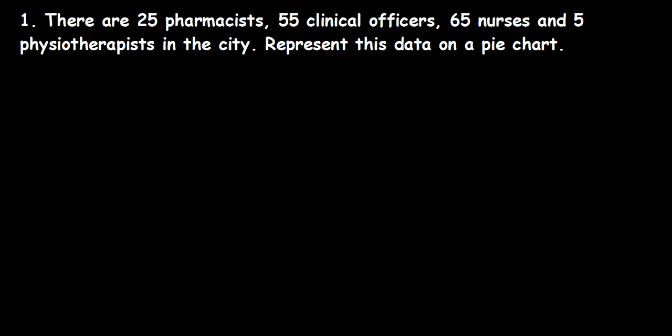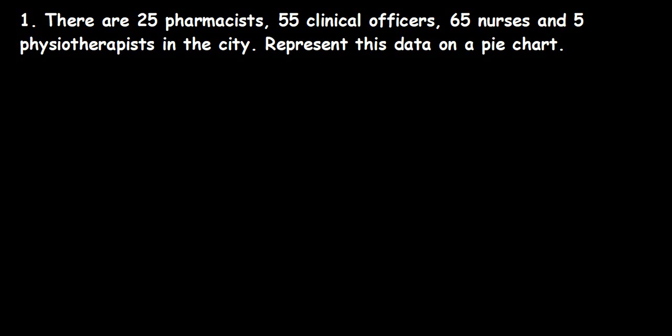Alright, so let us look at this question on pie charts. The question says there are 25 pharmacists, 55 clinical officers, 65 nurses, and 5 physiotherapists in the city. Represent this data on a pie chart.